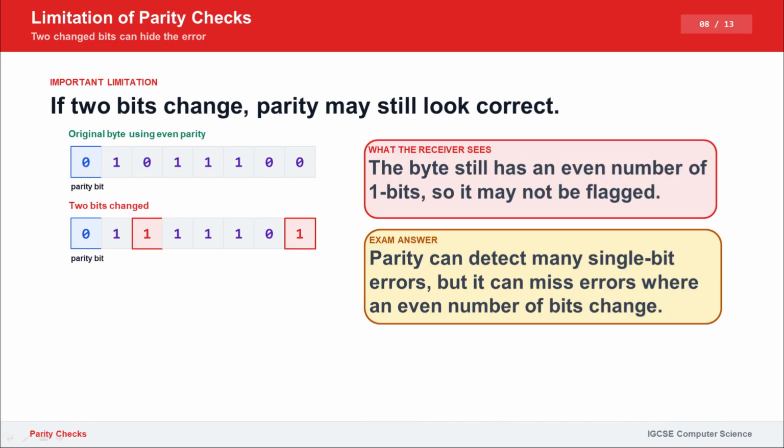Limitation of parity checks. Parity checks are useful, but they have an important limitation. If 2 bits change, the total number of 1 bits may still have the correct parity. That means an error may have happened, but the receiver may not detect it. This is why parity checks are simple error detection, not a perfect protection method.